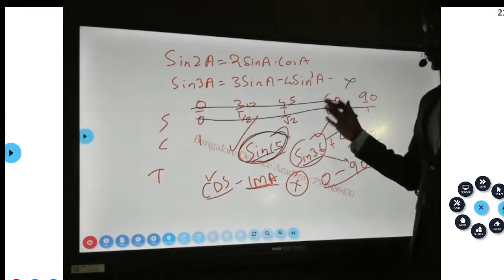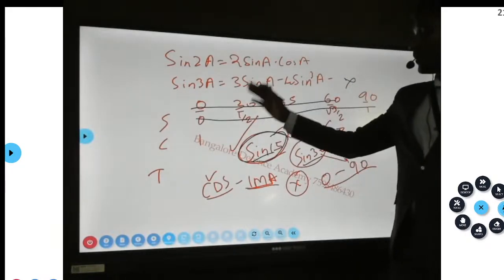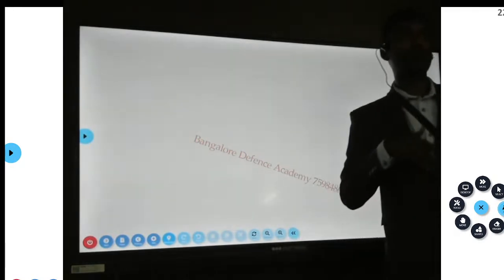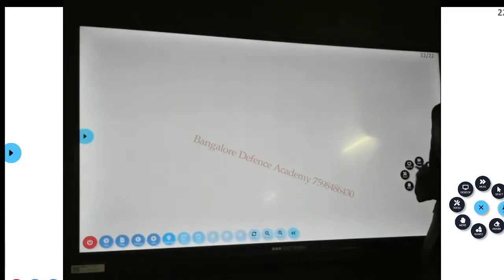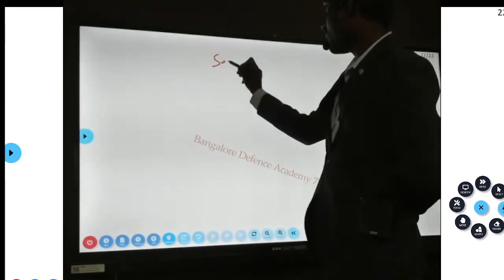You got the point? Okay, trigonometry, then you have multiple and sub-multiple angles. All these formulas are there, you have to learn them by heart. Then heights and distance, angle of elevation, angle of depression. That you should remember. Next, binomial theorem, 11th standard. Series, we'll do AP, GP first.